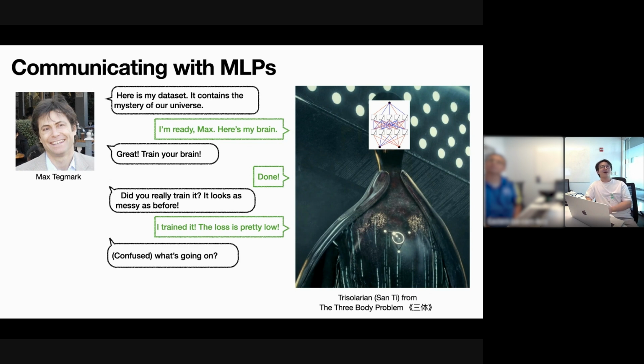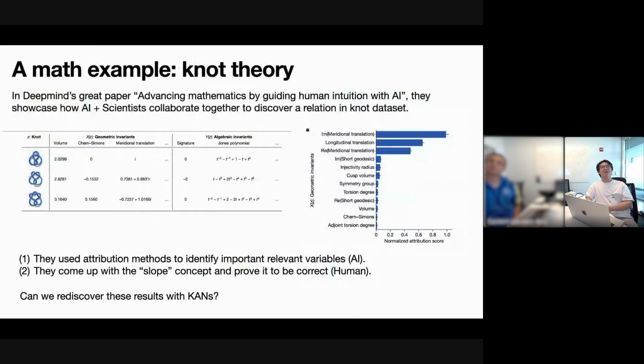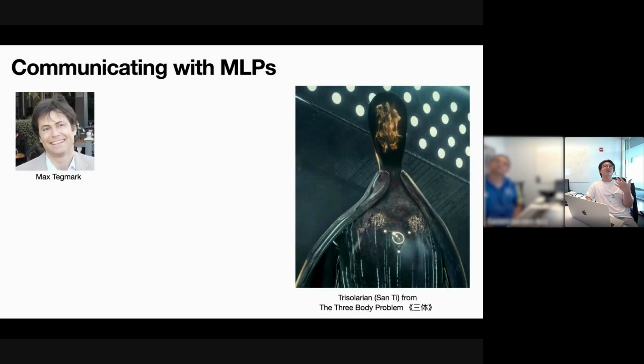And now Max is confused. What's going on? I cannot understand what's going on. And now the MLPs act like, you stupid humans. We're just doing some alien kind of math, which is uninterpretable to you human beings, but we can still do the task as well as you do, or even better than you humans can achieve. Right, so this is just one imaginary scenario of the potential conversation we could have with our models.